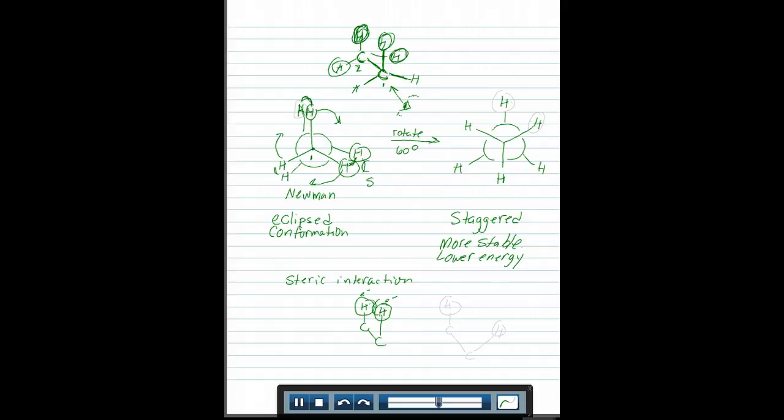When you stagger them, you alleviate that. So again, I'll do a sawhorse. Now your hydrogen is over here on the side. You no longer have that steric interaction. It's much further away. You can see these two are much further away than if you have the two hydrogens over here interacting with each other. So that's why the staggered conformation is more stable, lower energy. These molecules prefer to be in staggered conformation.